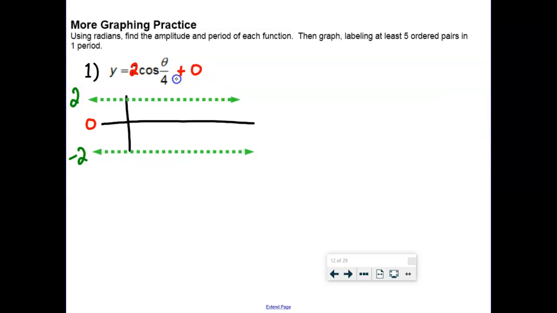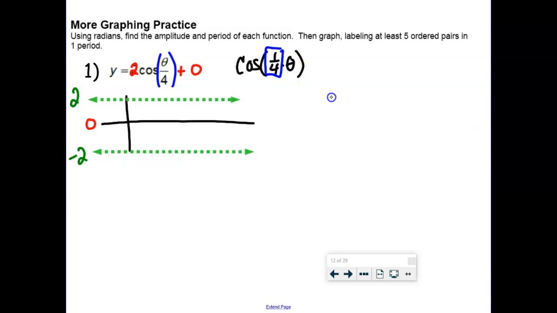So the other thing I notice is that inside of your cosine function, they're using theta instead of x, but they have theta over 4. So what that really looks like, they do this weird thing with fractions. Instead of saying 1/4 times theta, they just smushed it into a fraction and put the theta in the numerator. So the b value is this 1/4.